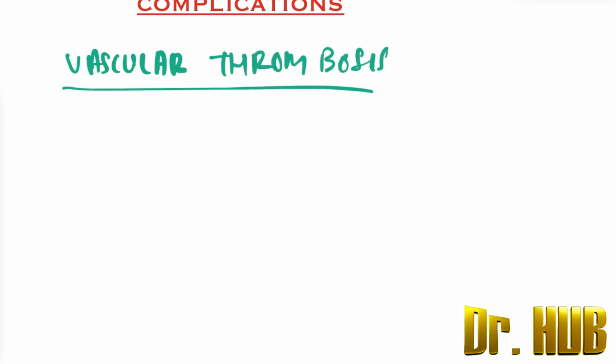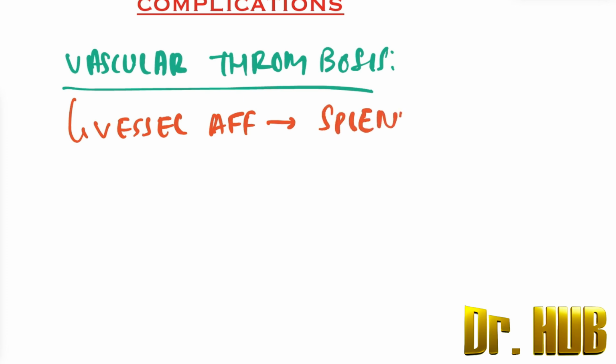Next, we look at vascular thrombosis. So in vascular thrombosis, the vessel usually affected is the splenic vein. But in severe cases, it can extend up to the portal venous system.